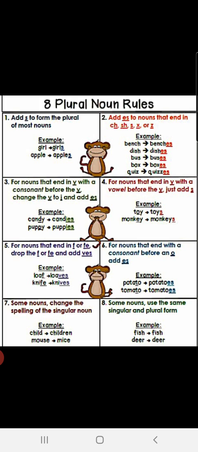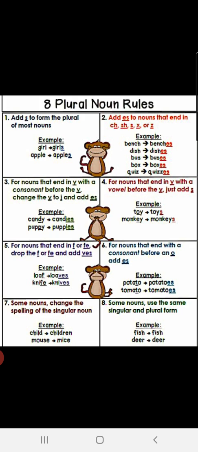For nouns that end with a consonant before an o, you have to add es, like potato, tomato, they are ending with o, and before o a consonant is there, so when you are turning these singular nouns to plural, you have to add es, children, like potatoes, tomatoes. Okay, some nouns change the spelling of the singular noun.